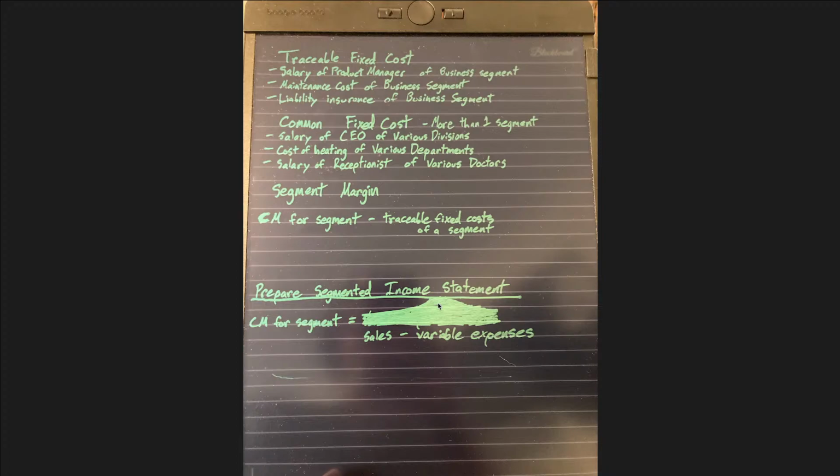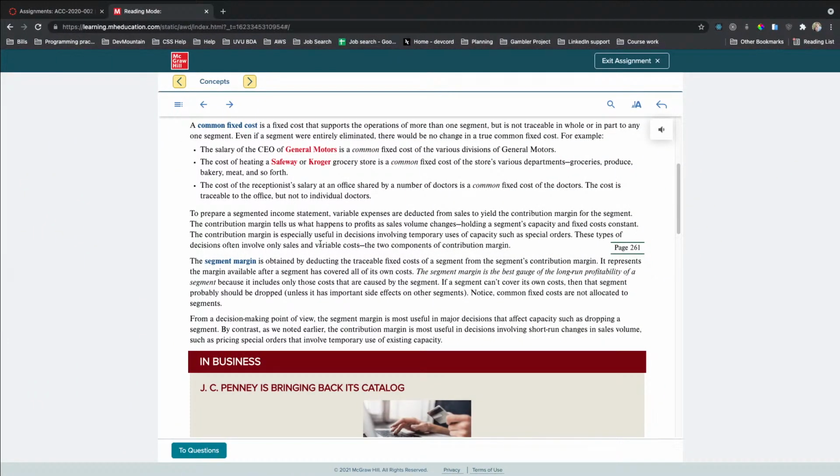Okay, and then we have a segment margin, which is calculated by taking the contribution margin for a segment and subtracting the traceable fixed costs of a segment, and that will give us a segment margin. And then to prepare a segmented income statement, we need to take sales minus variable expenses to get the contribution margin for a segment, which is how we normally get contribution margins.